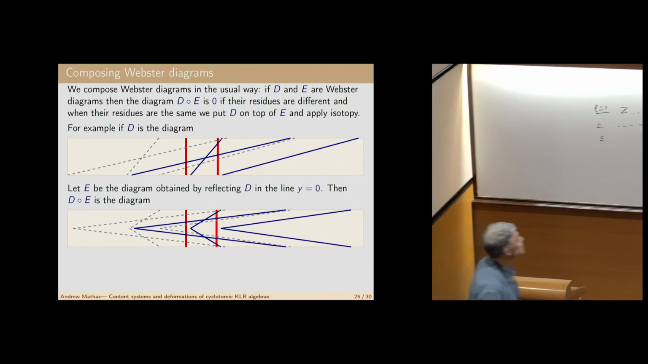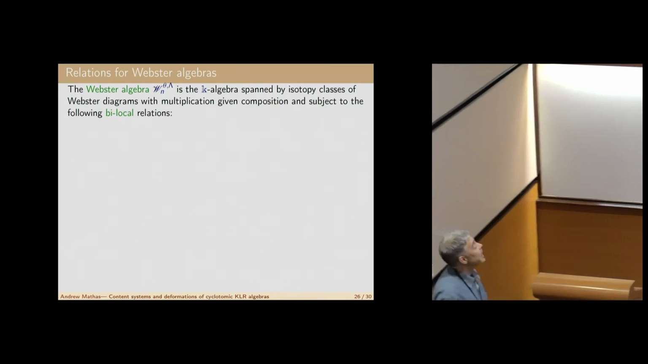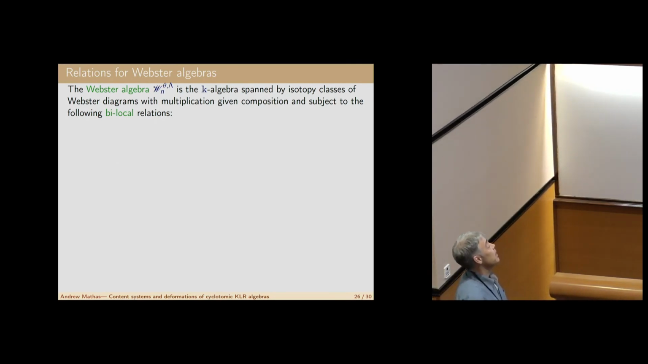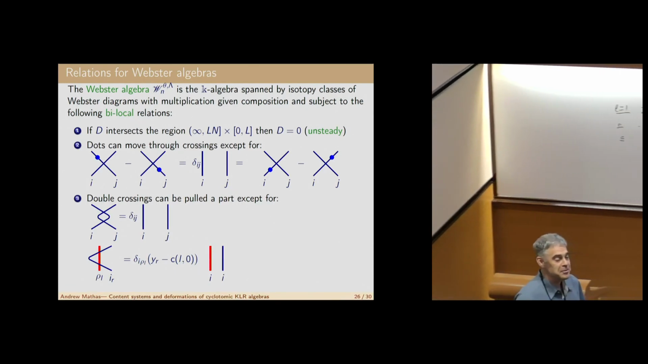But that's just a detail we don't need to know. And then we define our Webster algebra just to be the K algebra spanned by the isotopy classes of diagrams. And the multiplication is given by composition. And we have lots of what I call bilocal relations. So they look a little bit like this. I'm not going to dwell on them too much because this is slightly painful.